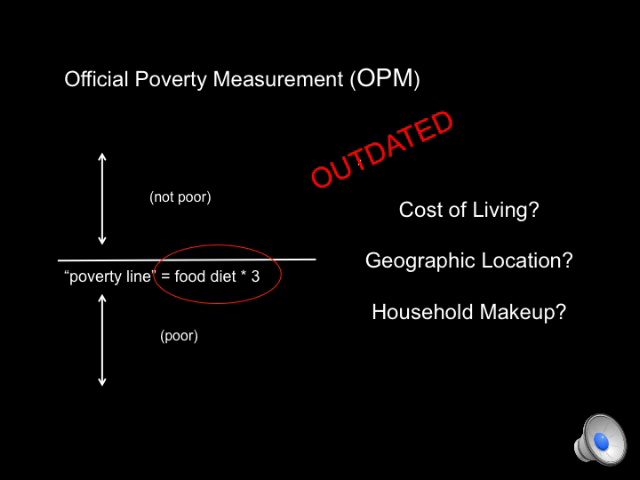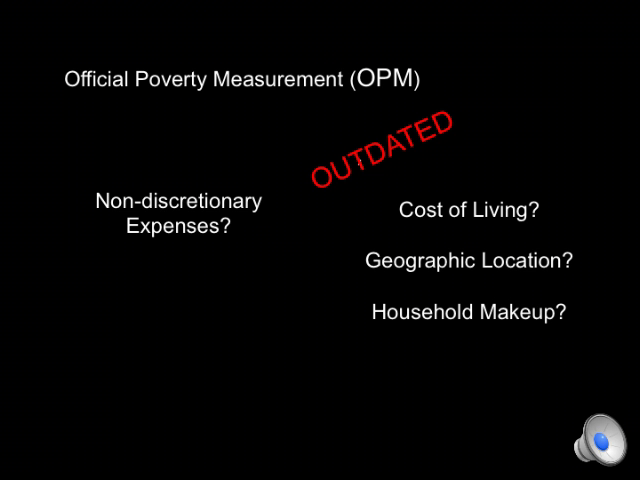Additionally, the OPM threshold does not adjust for the cost of living, geographic location, or household makeup. So two families, one living in New York City and the other in rural Idaho, are compared to the same threshold, even though the cost of living in New York City is much higher. The OPM also does not capture non-discretionary expenses, such as transportation costs necessary to earn income or important medical costs.